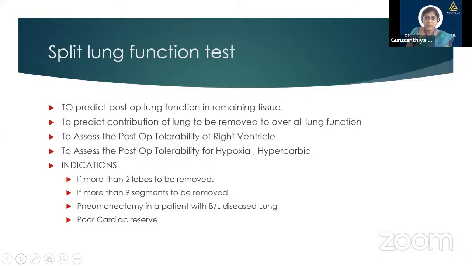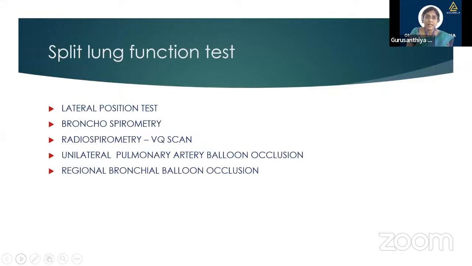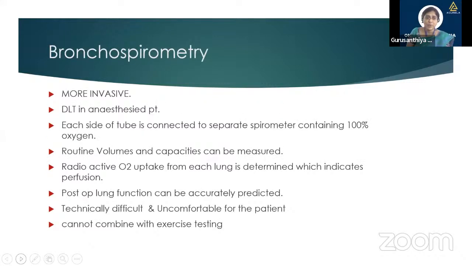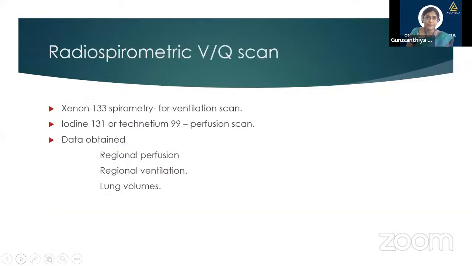This is actually done postoperatively to determine how the postoperative lung function is going to be, for example if 2 lobes or more than 9 segments are going to be removed in a patient with bilateral lung disease. It includes the lateral position test, wherein the spirometry itself is done in the lateral position. So it can predict the response to a lateral position, but under anesthesia the response is not guaranteed. Bronchospirometry involves placing a DLT in an anesthetized patient and seeing if the patient is going to do well, using radioactive oxygen uptake. And the radiospirometric VQ scan involves xenon for the ventilation scan and iodine for the perfusion scan, seeing the regional ventilation and perfusion.